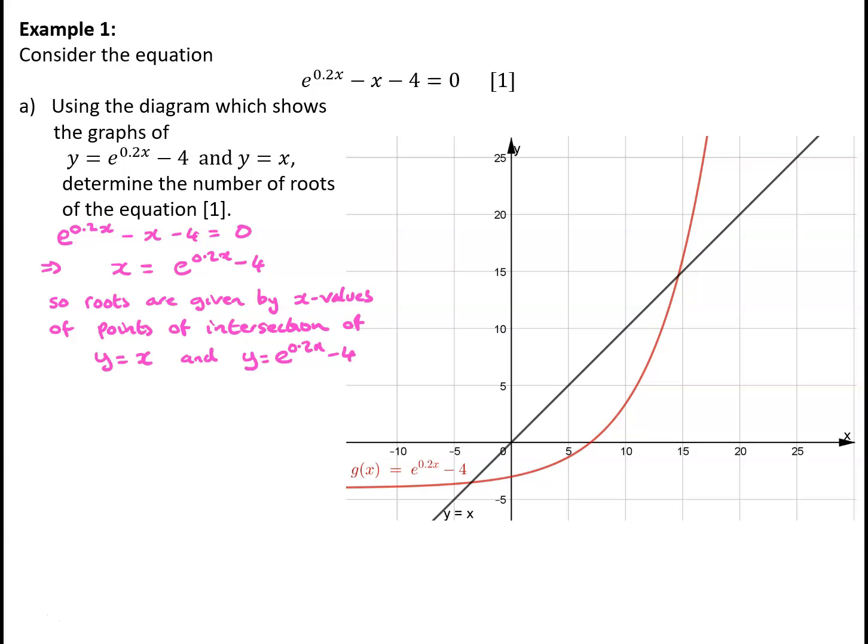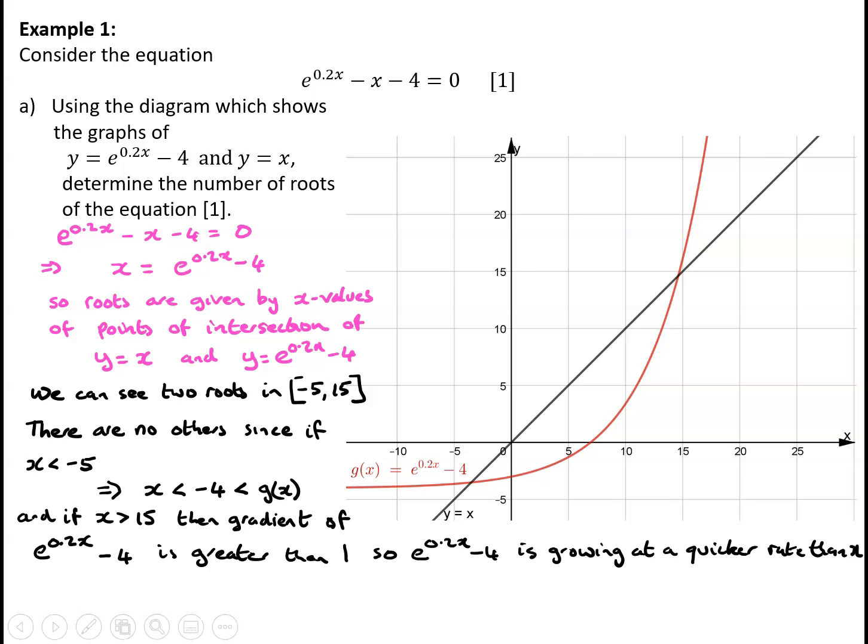So the roots of the equation, which we've called equation 1, are given by the points of intersection of y equals x and y equals e to the 0.2x, take away 4. And from the graph we can see that there are certainly 2 points of intersection within the interval -5 to 15. There won't be any more solutions because if x is less than -5, then x is smaller than -4, but e to the 0.2x take away 4 is always at least -4.